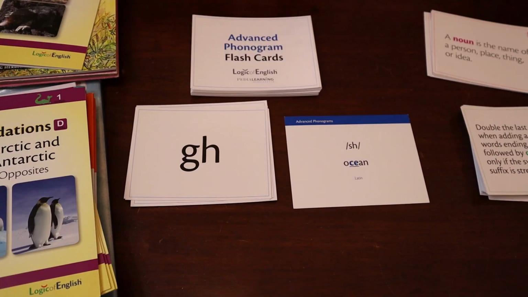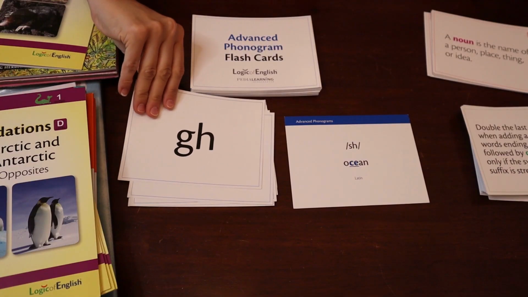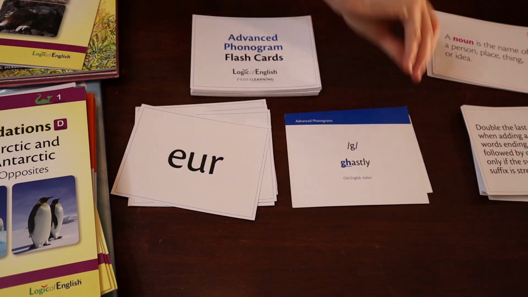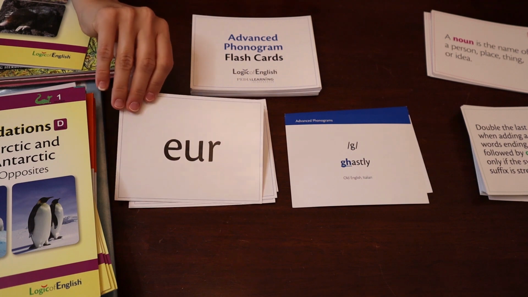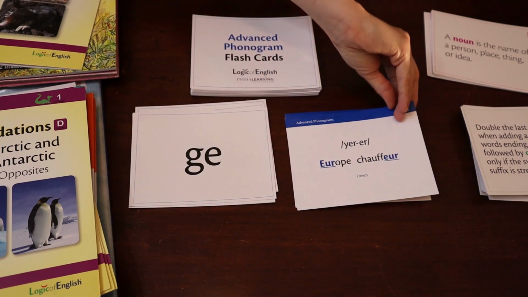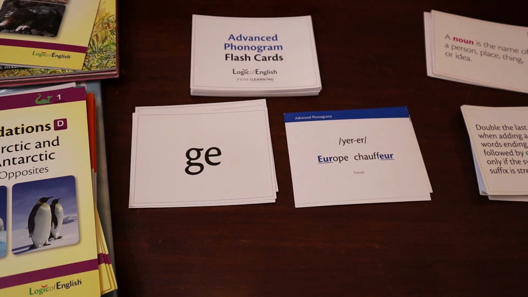And you also see it as our advanced 2-letter G, like in the word ghost or ghastly. That's a common one that we see. Or even our ur, like Europe or chauffeur. So if they're reading a book and it has the word Europe in it, it can make more sense to them when they see some of these advanced phonograms.